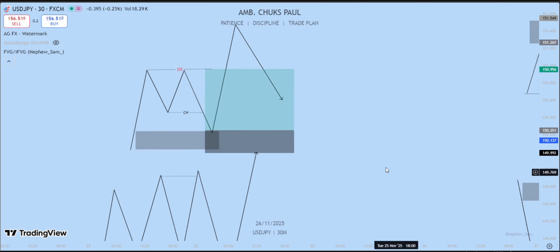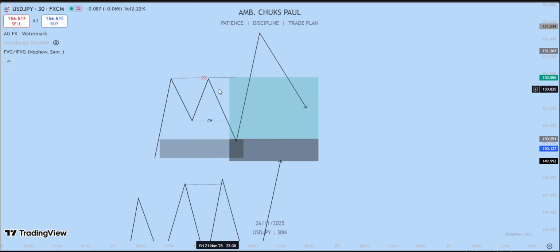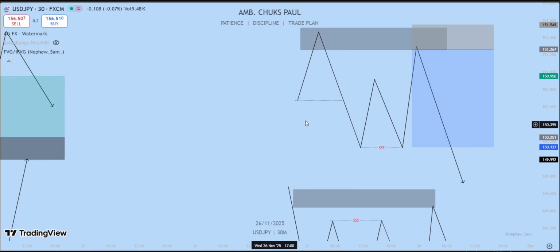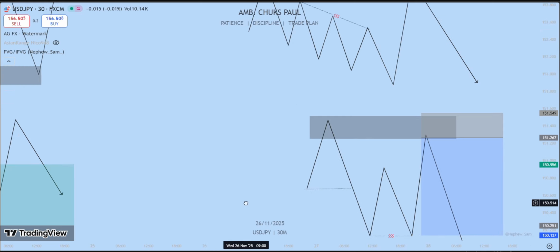Then the next one is double top. You can screenshot double top. You usually see this on the chart. Then the same thing is applicable on the sell side.